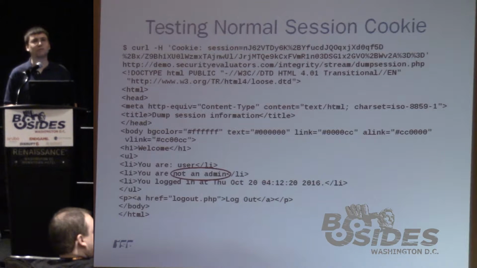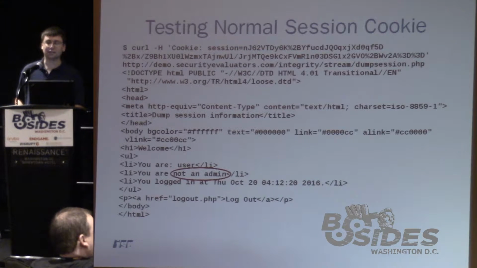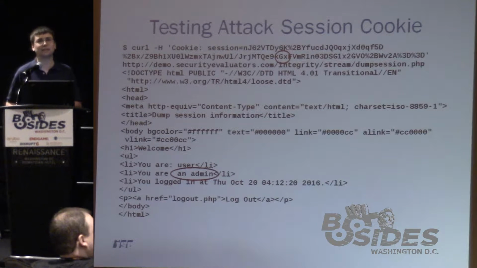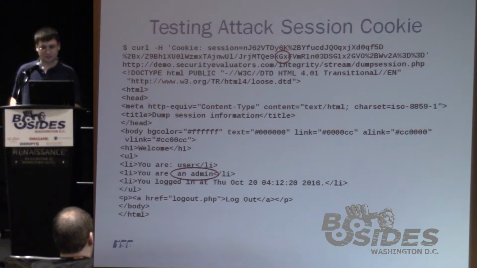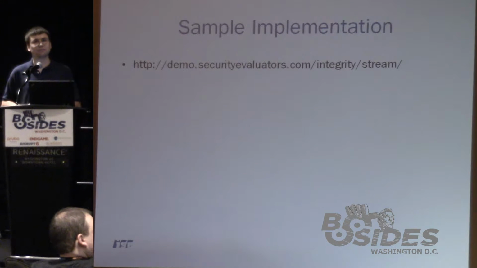So taking a normal request to our fake web application, we get "you are not an admin," and presumably it won't let you do non-administrative things. If we tamper with that cookie and then re-base64 encode it, send it to the server again, we get the exact same request, except now we are an administrator. So encryption doesn't protect integrity. If you have a chance to quickly copy down the URL if you're interested, basically demo.securityevaluators.com/integrity/stream. And then we'll take a look at another example.